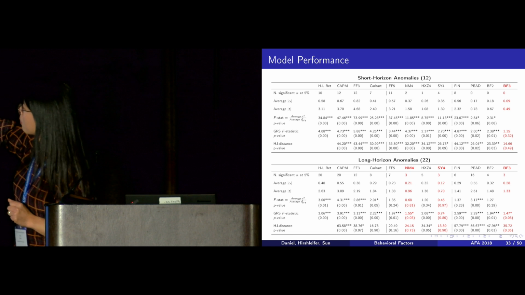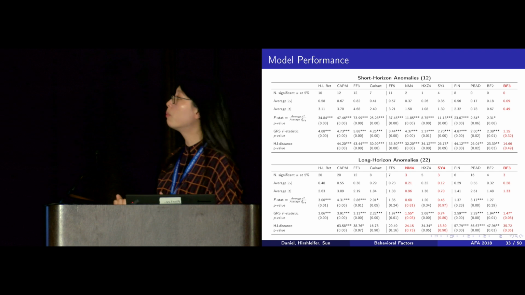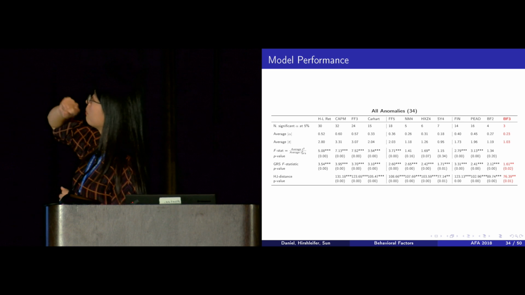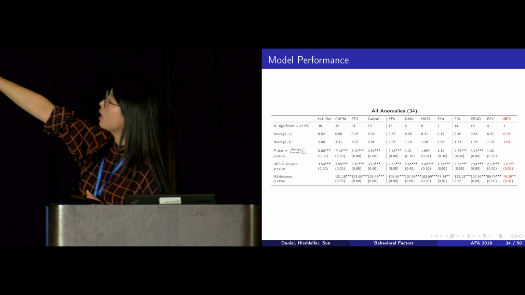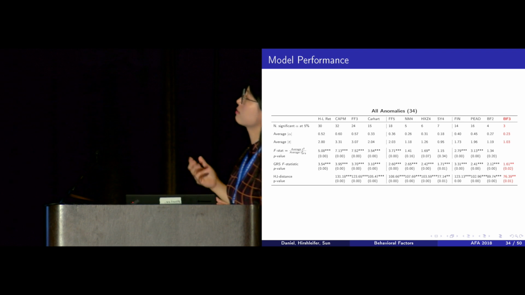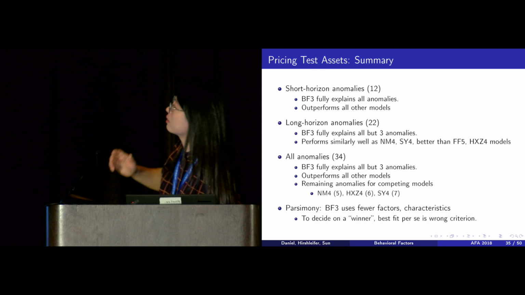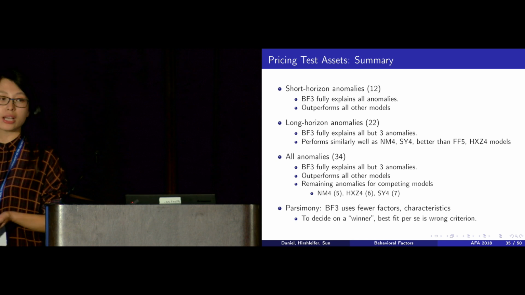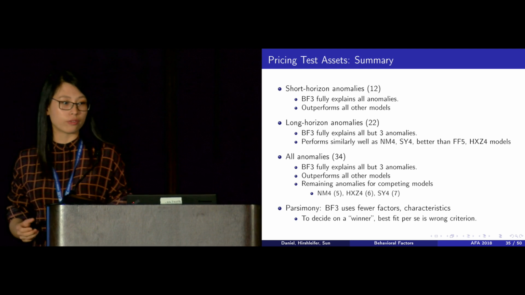Over the long horizon, our BF3 factor model performs similarly well as the Novy-Marx and the Stambaugh-Yuan models, but outperforms Fama-French 5 and Hou-Xue-Zhang's model. Overall, grouping all the anomalies together, the BF3 composite model misses 3 out of 34 anomalies, which is better than each of the recent competing models, Fama-French 5, etc., which miss 18, 5, 6, or 7 anomalies respectively. For the limited time, I don't have time to go over each of the other performance measures, but overall we find that the BF3 composite model performs better in explaining the 34 anomalies we examine, especially over the short horizon.